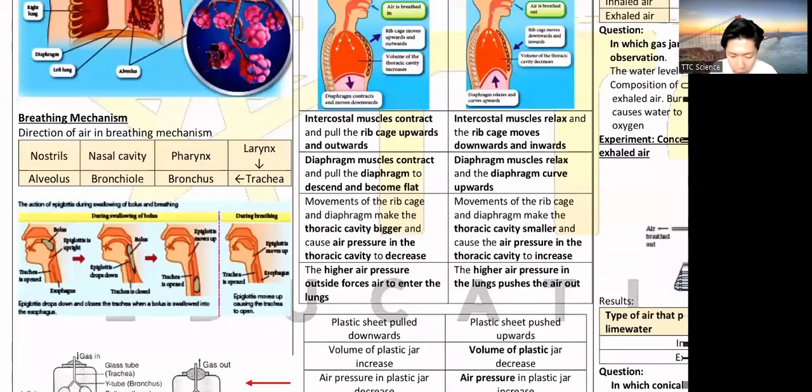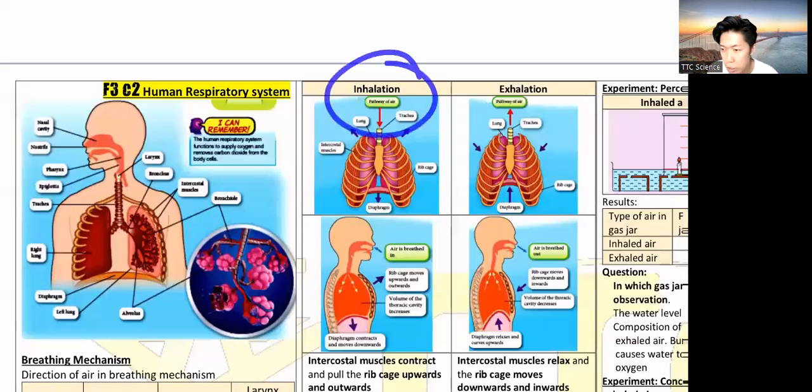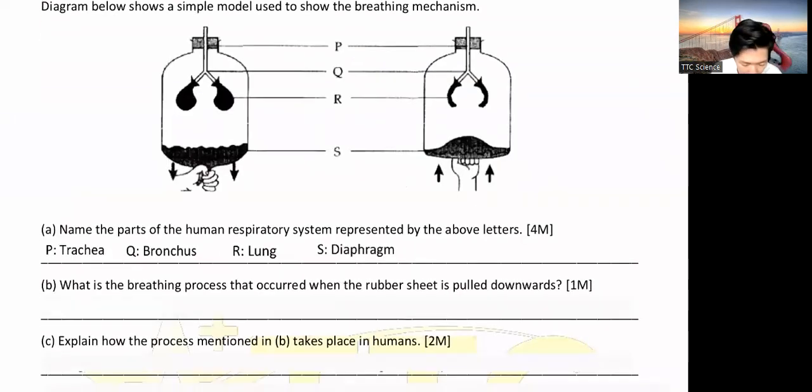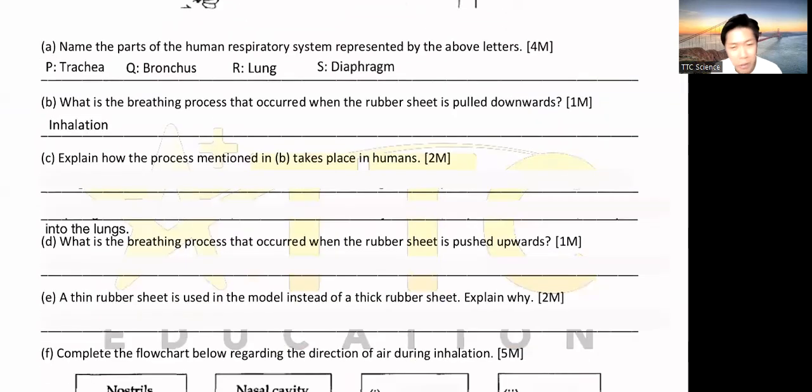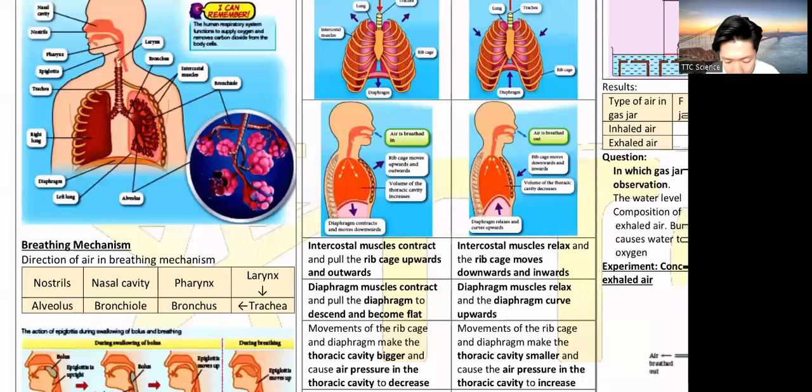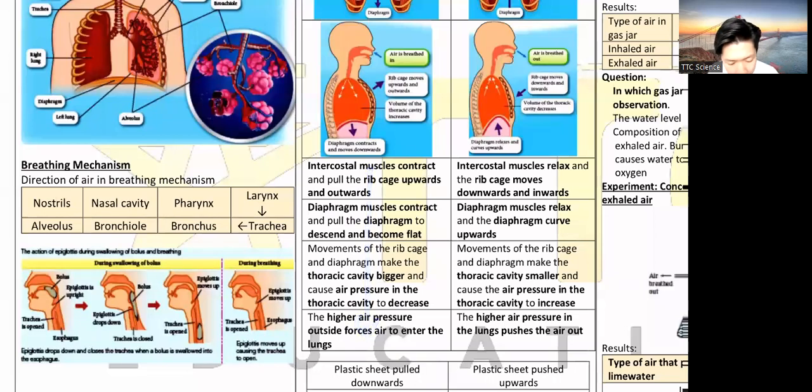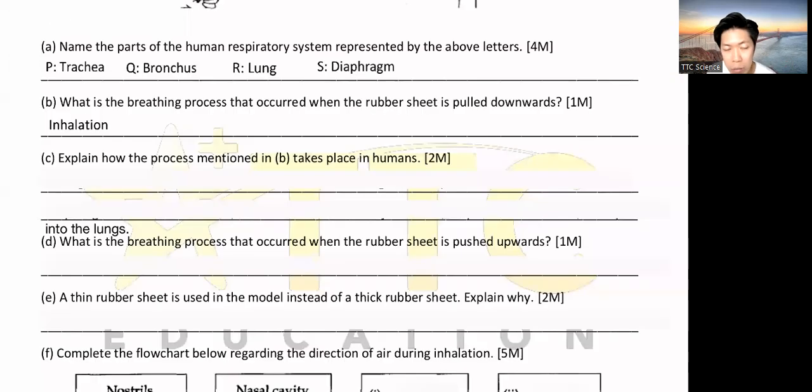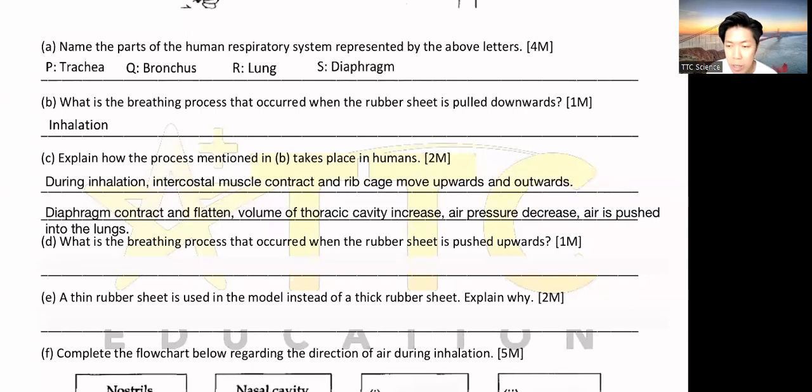So that's called inhalation. So pulling down is inhalation. Then you have to explain this one, I have to memorize already, no choice. You have to memorize inhalation in human. I try to put all the darker words, the bold words, into the sentence so it sounds like that. Try to cram all of them inside. It's 2 marks though, so you have to explain the process.